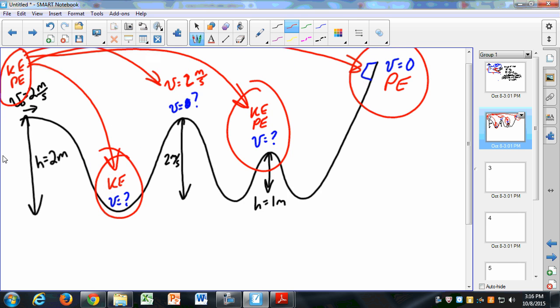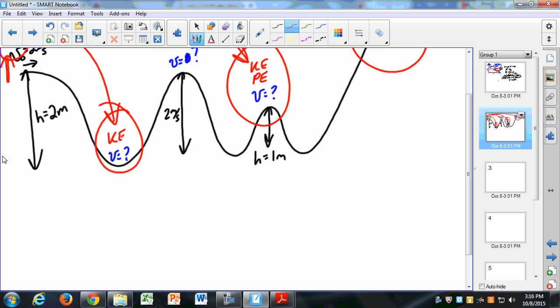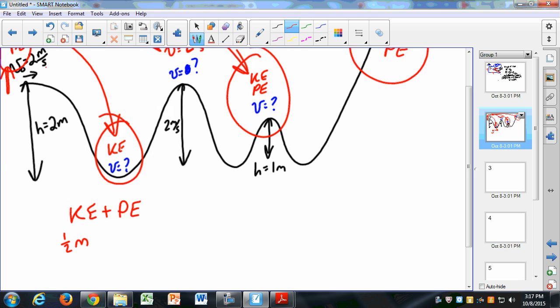All right, so writing the expression here, kinetic energy plus potential energy, that's going to be 1/2 m times v squared. I know v is 2 meters per second squared, plus the potential energy, which is going to be m times g times h, which is 2 meters. That's this value. So I know the most about that first point on the track. So that's the one I'm going to use as my initial. And now we'll write it for here.